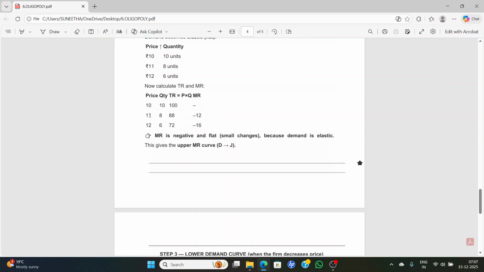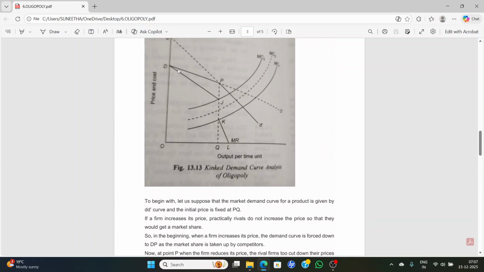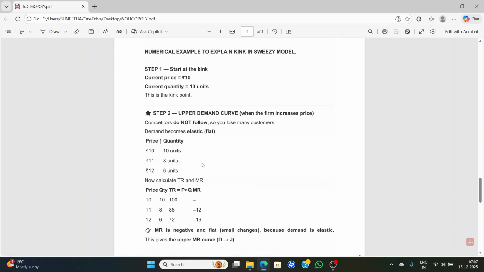10 into 10 is 100, 11 into 8 is 88, 12 into 6 is 72. And what is MR? It is the additional revenue. So it is 88 minus 100, minus 12, and 72 minus 88 is minus 16. So minus 12 and minus 16 is actually this DP part. This DP part of the curve is given by the points minus 12 and minus 16.